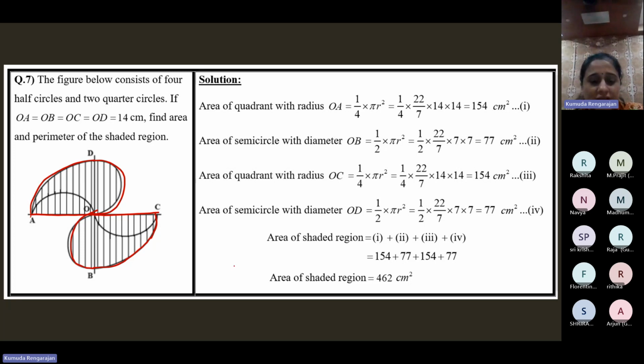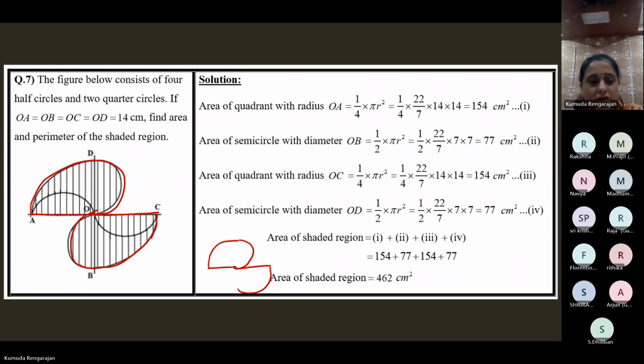So see here, it's like this. There's a line segment. Then there is a quarter circle. Then there is a semicircle. Then again a line segment, a quarter circle, and then a semicircle. Something like this it is.